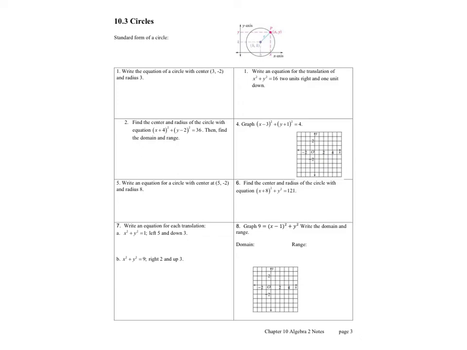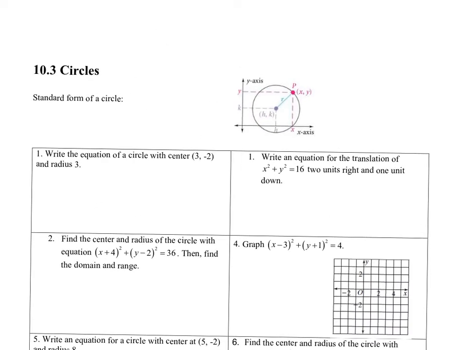Another type of conic section is a circle. The circle is a set of all points that are equidistant from the center. This is called the center. These are points on the circle.